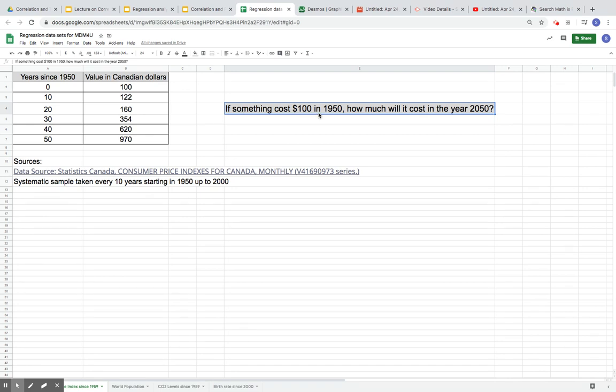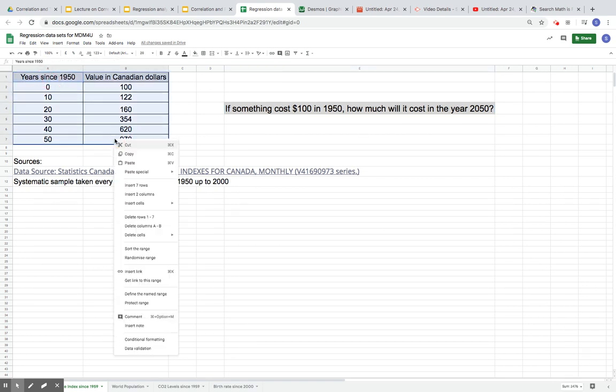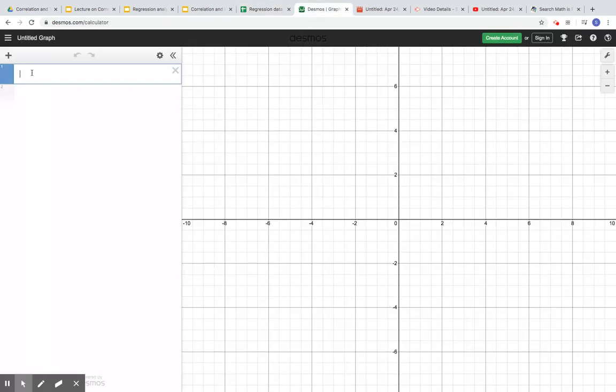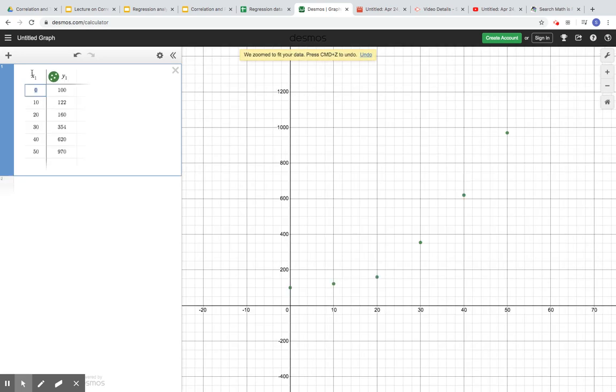So if something cost $100 in 1950, we want to know how much it would cost in the year 2050 using this trend. So what I'm going to do is copy this data. I'm going to open up Desmos. And all I need to do here is hit Control V, and that's going to paste my data into a table for us.